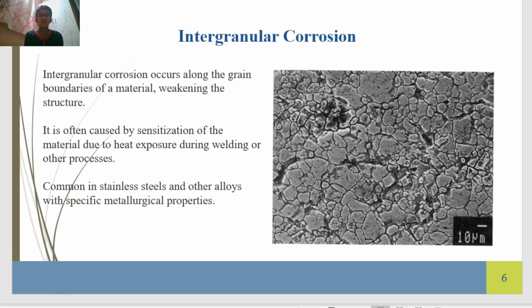Next we have intergranular corrosion. This type of corrosion occurs along the grain boundaries of a material, weakening the structure. It is often caused by sensitization of the material due to heat exposure during welding or other processes. It is commonly seen in stainless steels and other alloys with specific metallurgical properties.